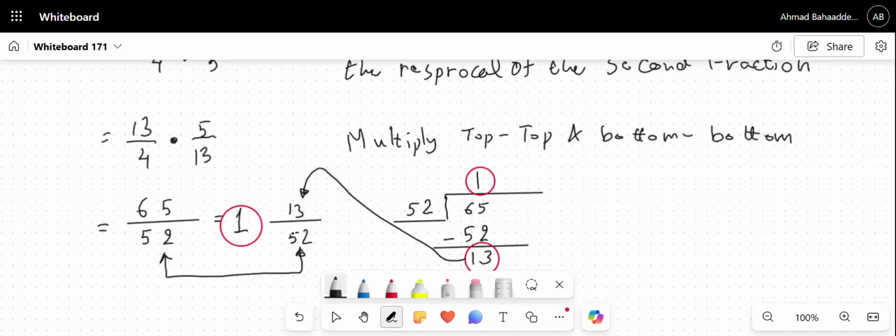So that's for examples, guys, about adding, subtracting, multiplying, dividing mixed numerals and the steps for that.